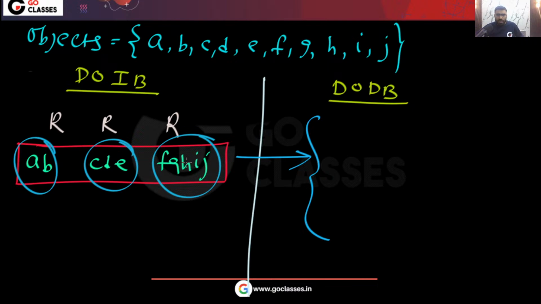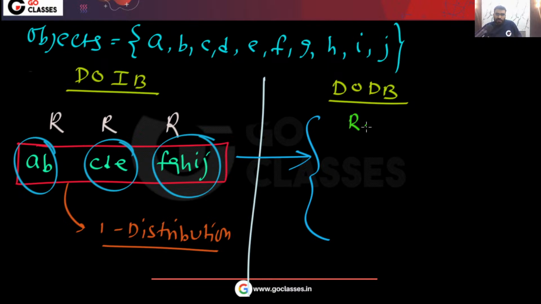Now you tell me, if the boxes are different, then corresponding to this, how many distributions will I have? This is a single distribution, right? How many distributions will it have in the DODB? That will be 3 factorial. Yes or no? Very good. R1, R2, R3, that is going to be 3 factorial. That is the simple point.